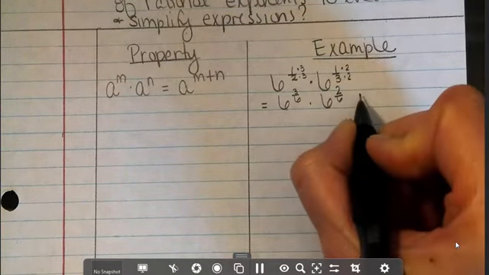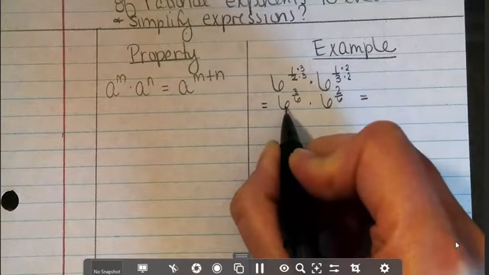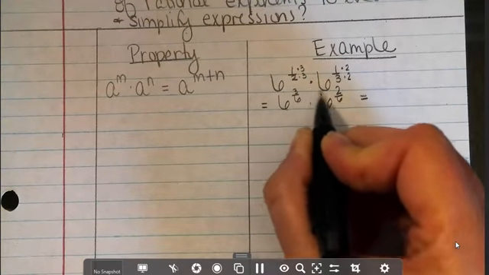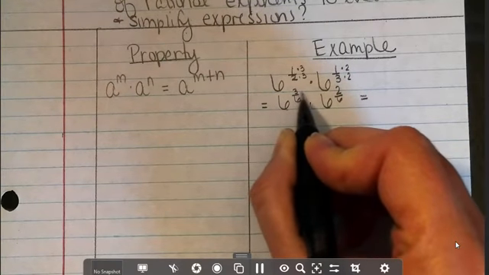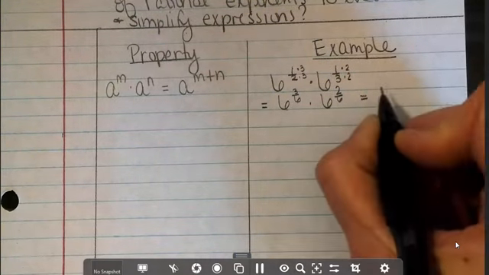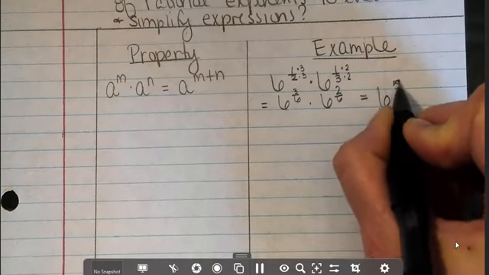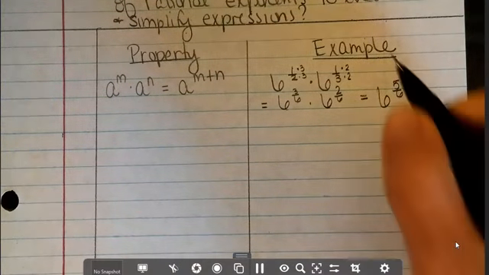And when I add those together, like bases, I'm just going to add the fractions or add the exponents. And really when we're adding, we're just adding the numerators. So that's going to be 6 to the 5/6 power.